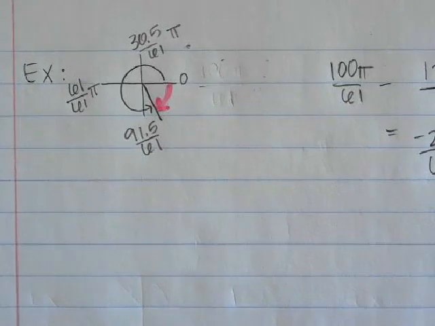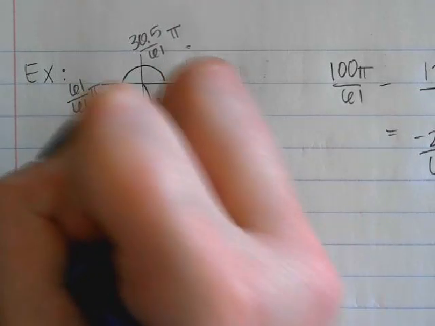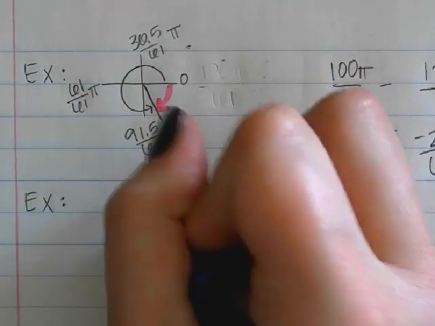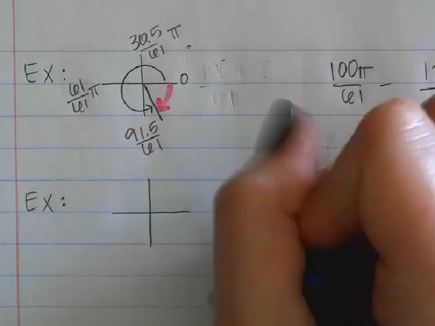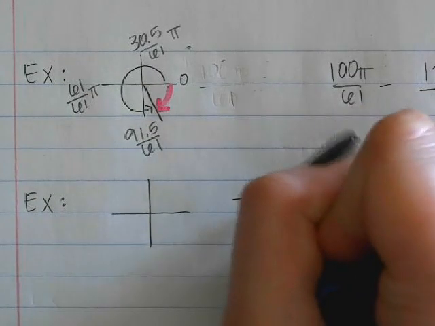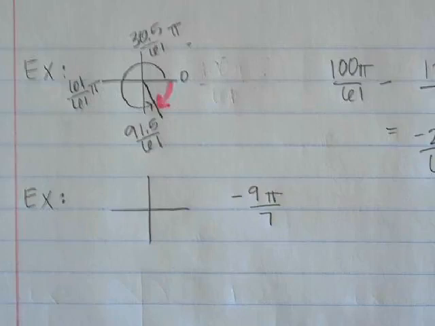Let's try some of the negative versions. We're going to do negative 9π sevenths.